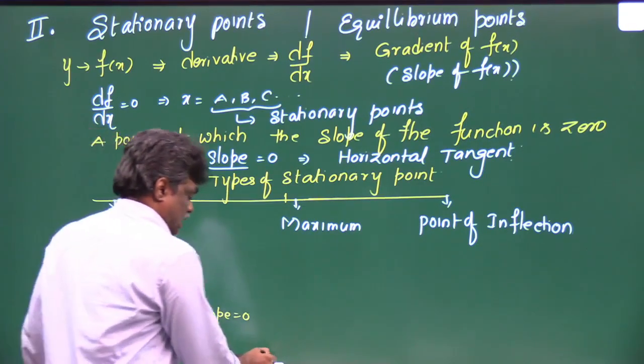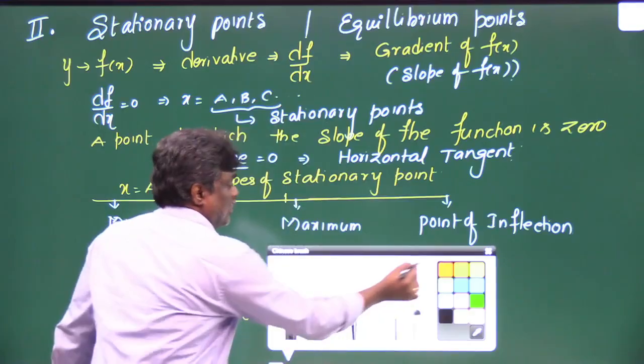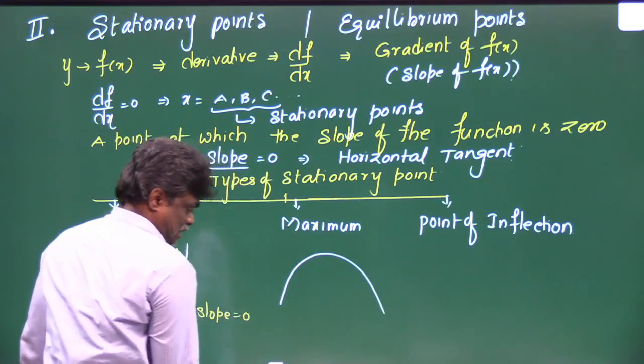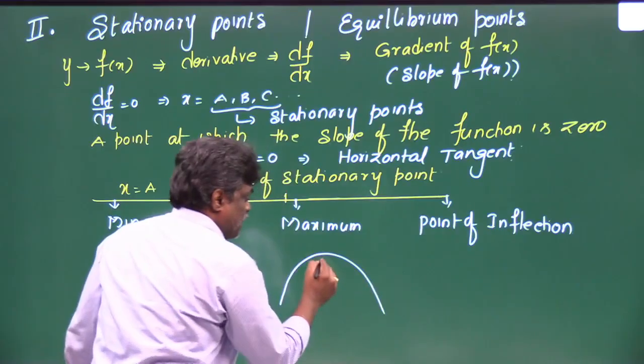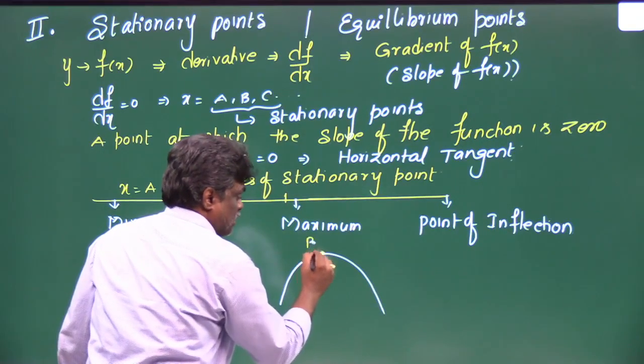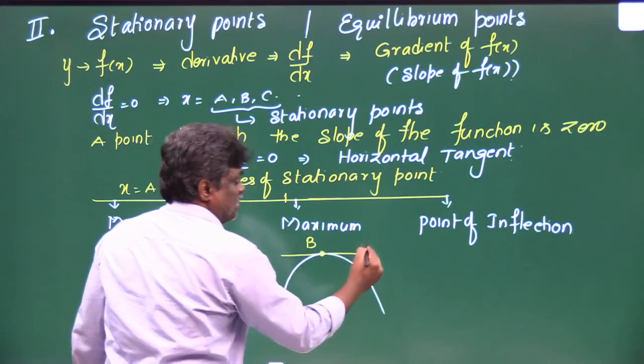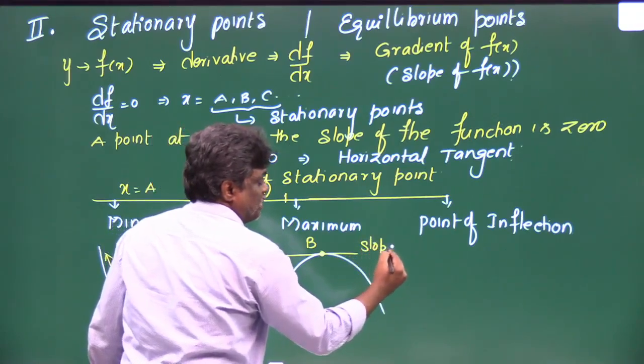Next, still not understanding? Now for example here we have some function variation, something like this. Now I have taken a point B, let us suppose, and here also the slope at that point is 0.